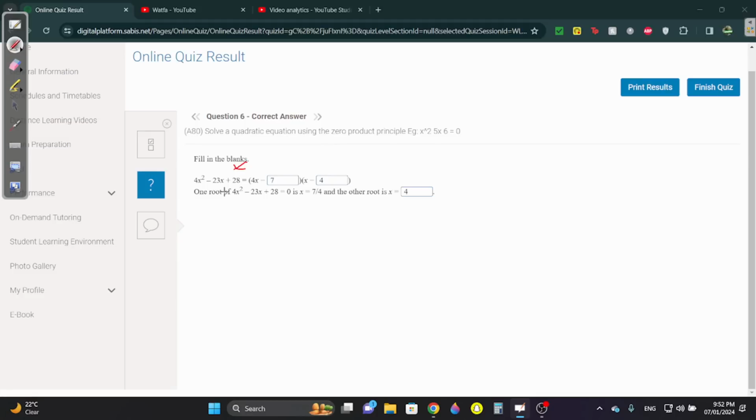Okay, here they gave you 4x squared minus 23x plus 28. They want it as two products, so obviously they're telling you to factor. Factor 4x squared minus 23x plus 28. The way I do it is 4 times 28, which is 96. Oh, my fault, it's not 96, it's 112. Let me just do it on a calculator. 4 times 28, yeah, it's 112.